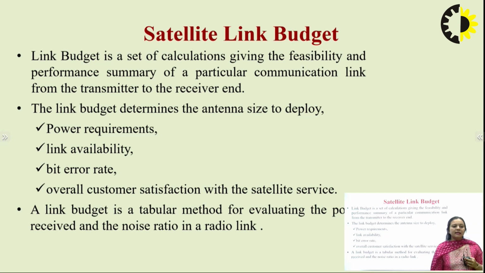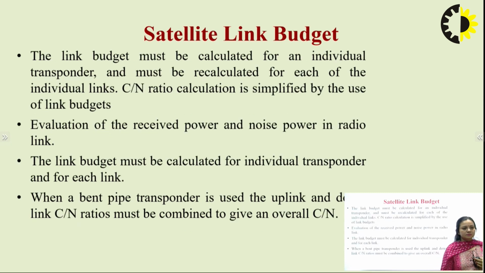So link budget is a tabular method for evaluating the power received and the noise ratio in a radio link. The link budget must be calculated for an individual transponder and must be recalculated for each of the individual links. So see, the carrier to noise ratio calculation is simplified by the use of link budgets. The evaluation of received power and noise power in the radio link. The link budget must be calculated for individual transponder and for each and every link.